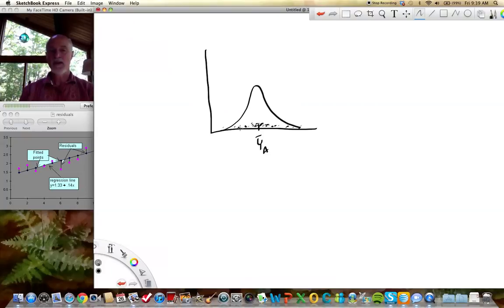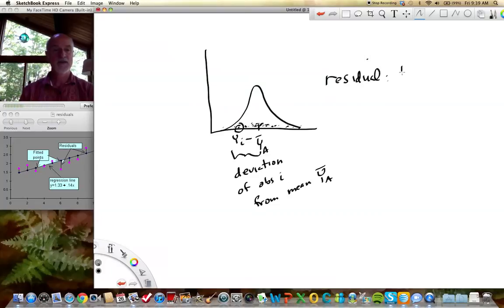What we need to do is look at one of these points. Here's an observation, y sub i. Individual i in this group that I've sampled deviates from the mean. In fact, I could just subtract y i minus y bar A, and that would be the deviation of observation i from the mean, y bar A. And that deviation is the residual.